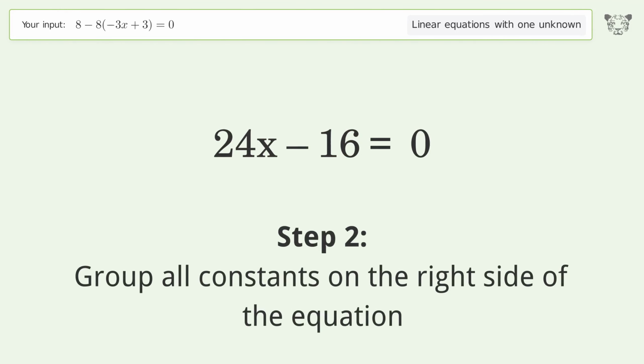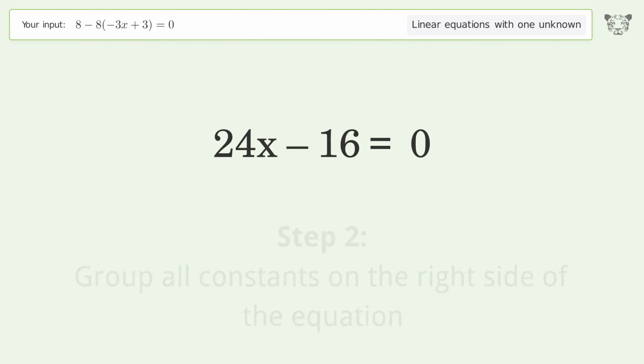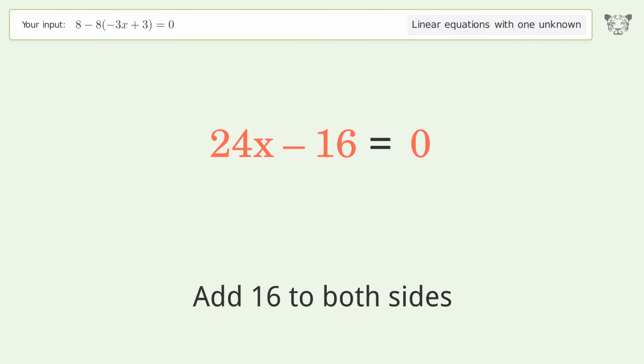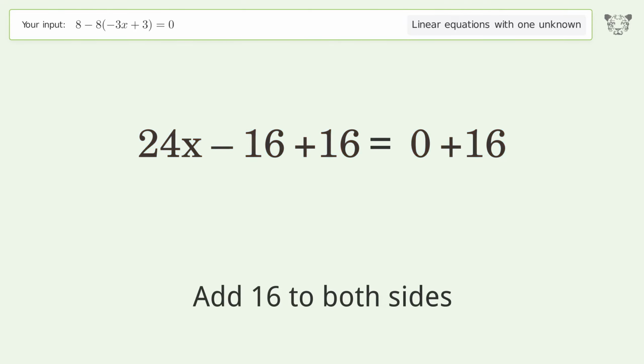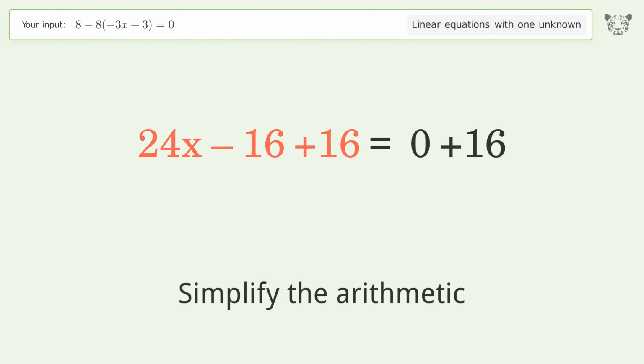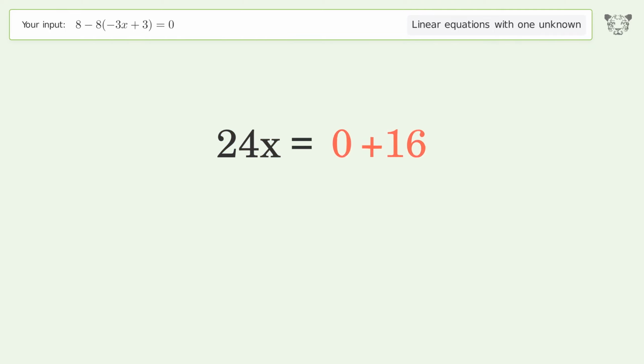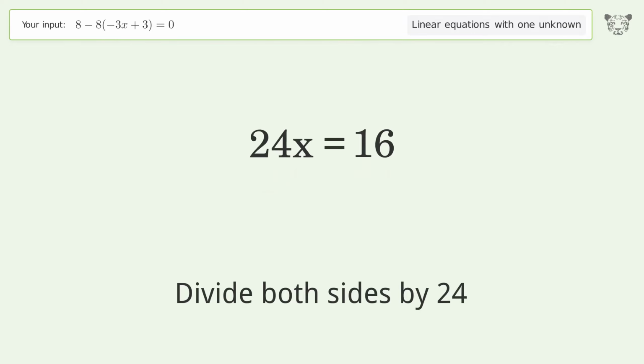Group all constants on the right side of the equation. Add 16 to both sides. Simplify the arithmetic. Isolate the x. Divide both sides by 24.